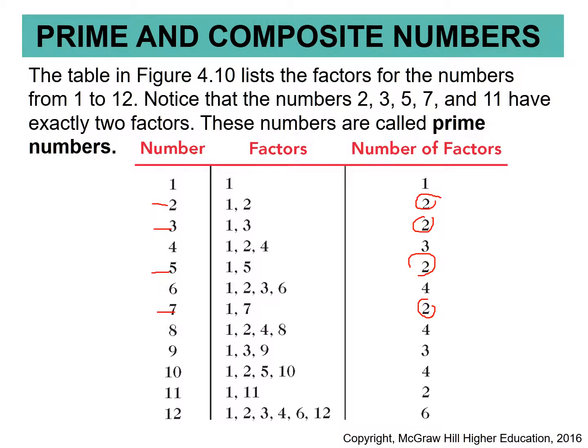Composite numbers will have more than 2 factors, like 4, 6, 8, 9, and so forth. Those are composite. We have one number that doesn't fit anywhere. 1 only has a single factor. So it doesn't fit the definition for prime, but it also does not fit the definition for composite. So 1 is a special number that is neither prime nor composite, which we'll see in the next definition.